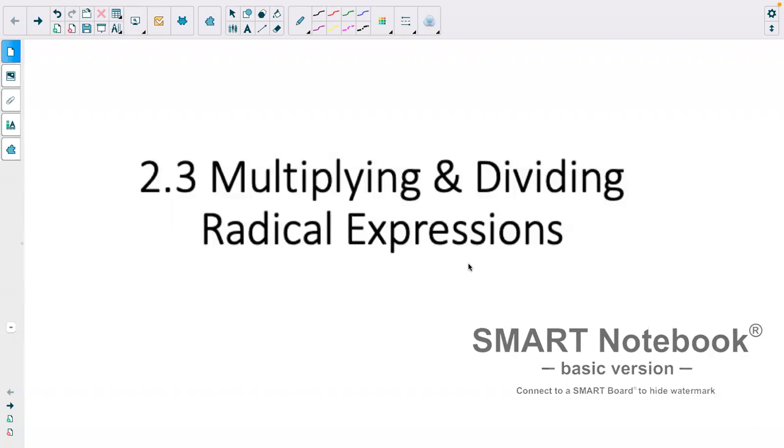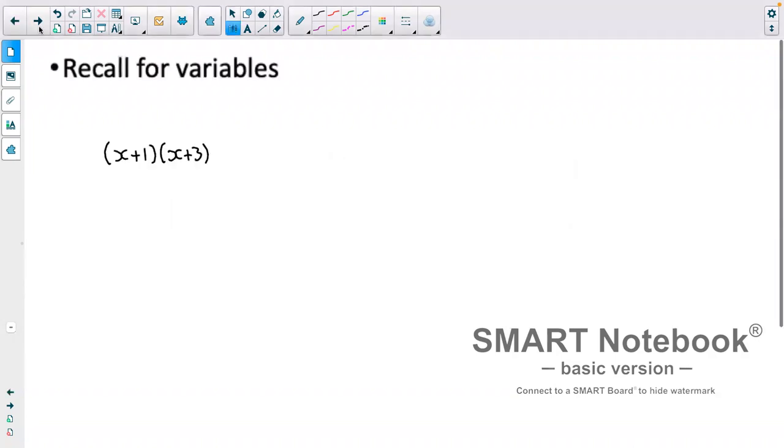Hi, today we're going over section 2.3, multiplying and dividing radical expressions. Recall for variables, if we had two binomials, like x plus 1 times x plus 3, we would use something known as FOIL to multiply them out. The F stood for first, which meant we multiplied our first term by our first term, x by x, so that would be x squared. So FOIL was first.